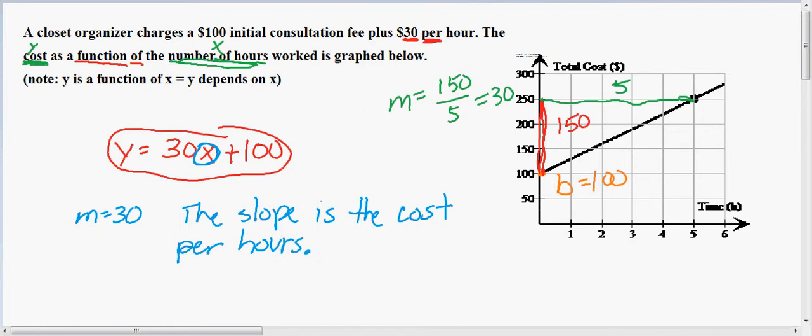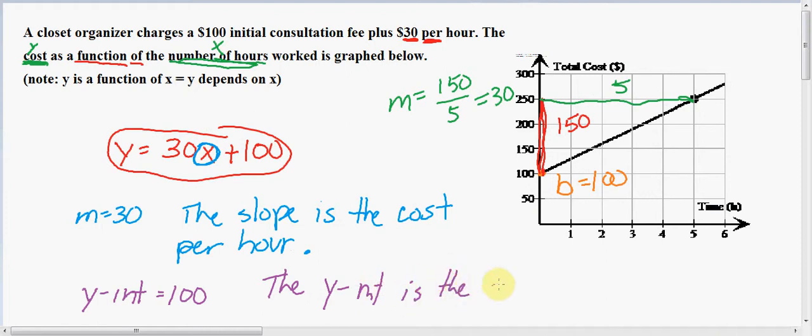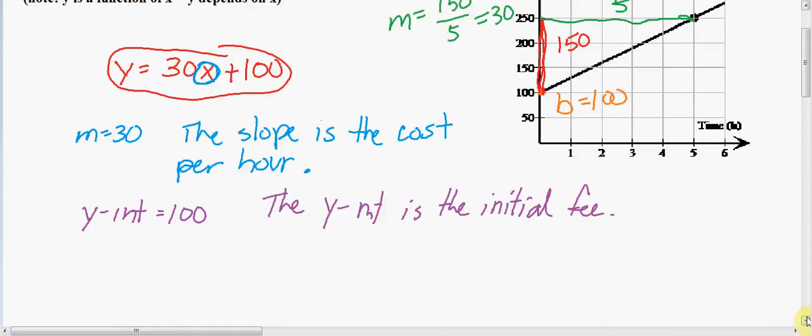I wrote the cost per hours. Let's see if I can erase that here. Make it hour. There we go. That's better. And the y-intercept, the other piece of information that we want to interpret, is 100. And the y-intercept is the initial fee. And that's usually what your y-intercept is going to be, an initial amount. So if I ask you to interpret what the slope and the y-intercept are, that's what I'm looking for you to do right there.